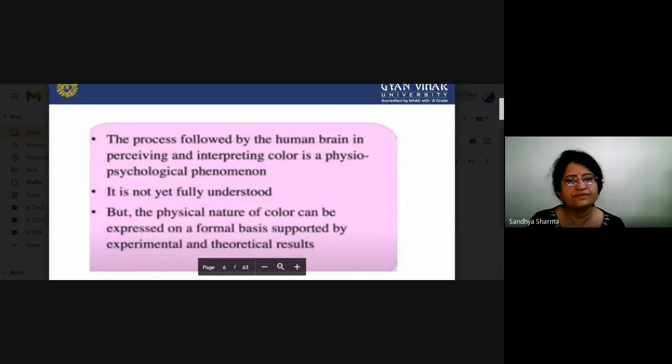First, we will see that the process followed by the human brain in perceiving and interpreting color is a physio-psychological phenomenon. It is not yet fully understood, but the physical nature of color can be expressed on a formal basis supported by experimental and theoretical results.